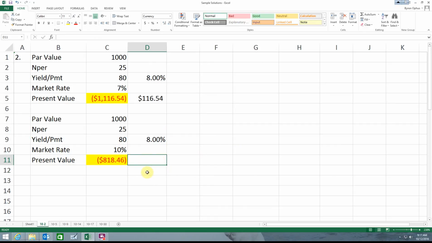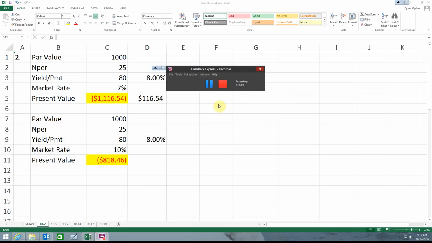Then it asks you to do a C, which is the same, and I won't belabor you with showing you how to do that again. Again, you could copy and paste your formula down and plug in the right number. So there you have it, a little bit of background plus help for problem number 1.